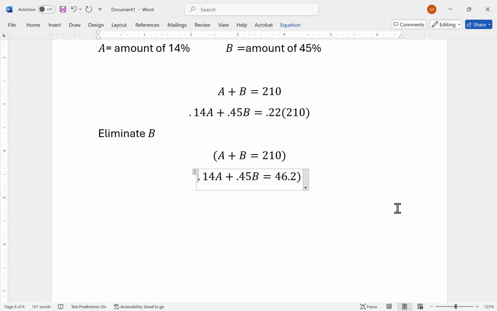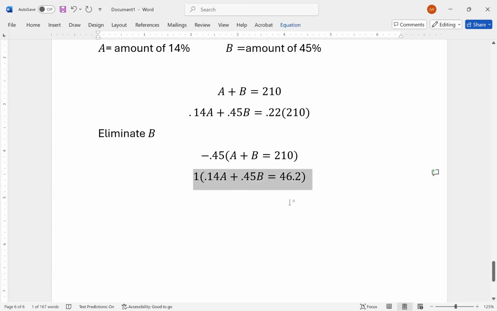I'm going to write the coefficient of B in the first equation in front of the second equation, the coefficient of B in the second equation in front of the first equation, and then I'll negate one of them. I'll change the sign on one of them. In this case, that happens to force one of them to be a negative. Now let's multiply through.